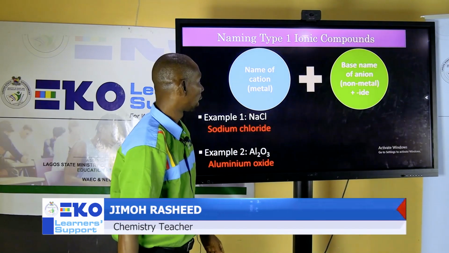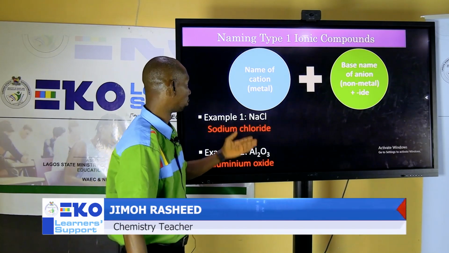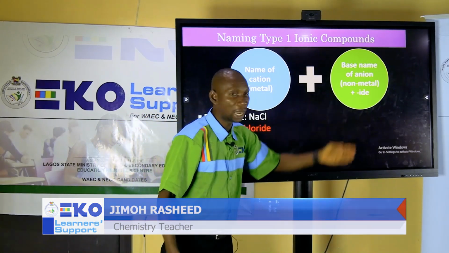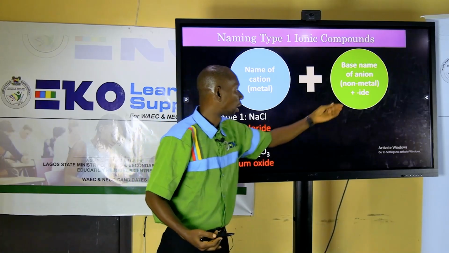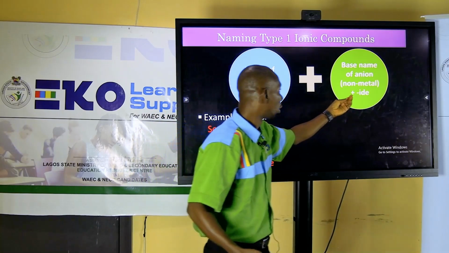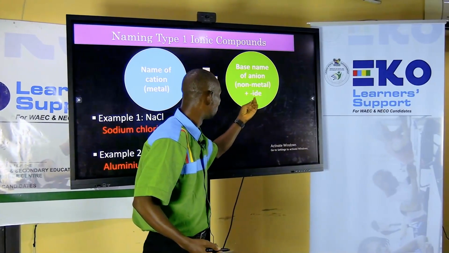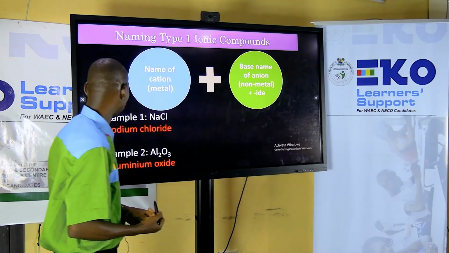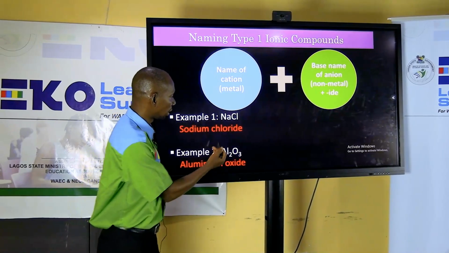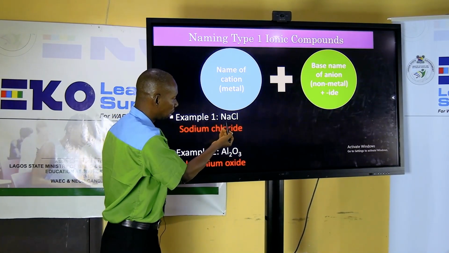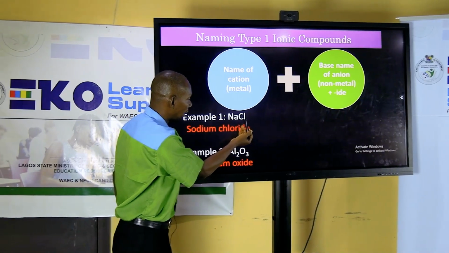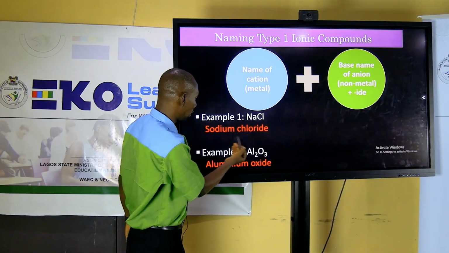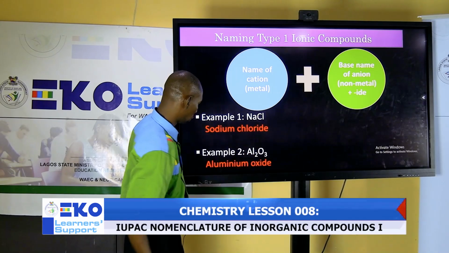So let's look at the type 1 ionic compounds. How do you name them? Simple. The name of the cation, which is the metal, is added to the name of the anion. But you are now going to modify the name of the non-metal to accommodate "ide." So you are going to be adding "ide" to the name. An example is this. This is sodium, the first element here, Na. And then the chlorine will change its name to chloride. And that's why the name here is sodium chloride.